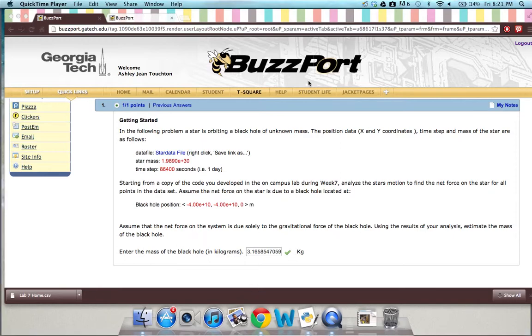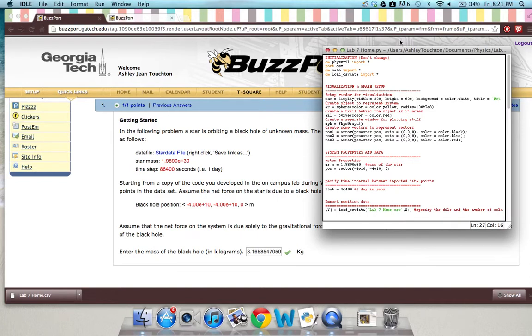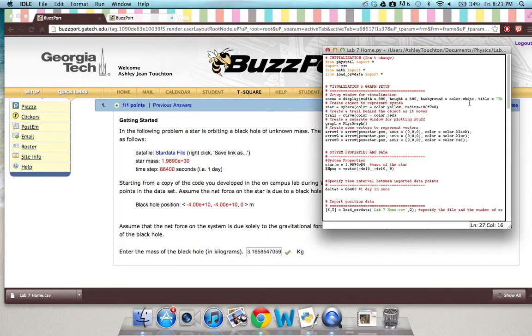So to do this, first I imported all of the data given to me in our lab from in class. So you can see here I put in the mass of the star and my time step, as well as changing the CSV data to Lab 7 Home, which is my set of data here. And then I also added in our black hole position, which is this vector here.